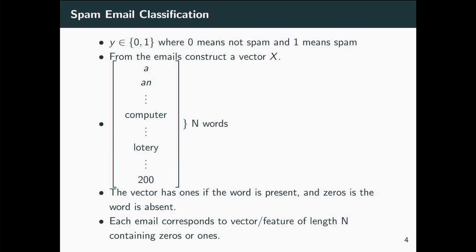Now, given this vector, we need to do supervised classification, supervised learning, to learn the set of parameters which can help us predict for a new email for which we can construct a similar feature vector.